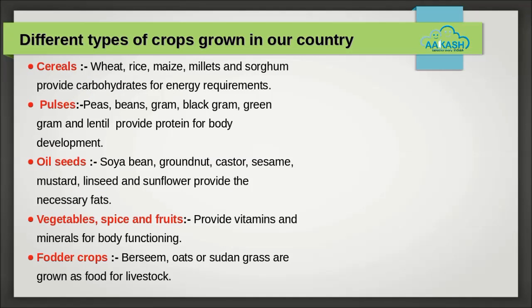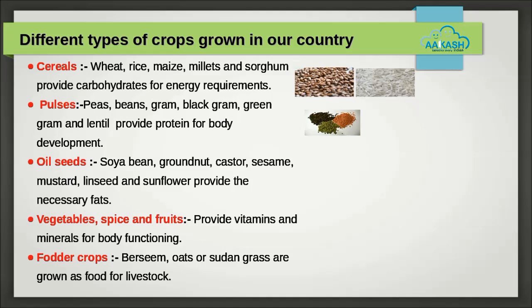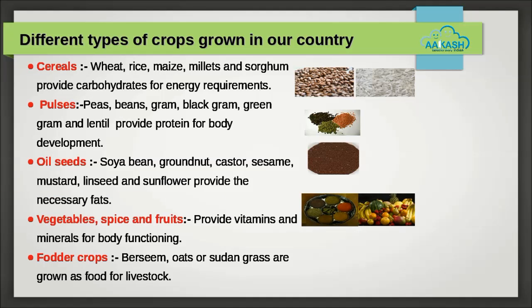Different types of crops grown in our country. Cultivated plants or agricultural produce such as grain, vegetables or fruits considered as a group are known as crops. Crops are the sources of various nutrients in our body. Now here are some. Number 1, cereals. Number 2, pulses. Number 3, oilseeds. Number 4, vegetables, spice and fruits. And number 5, fodder crop.